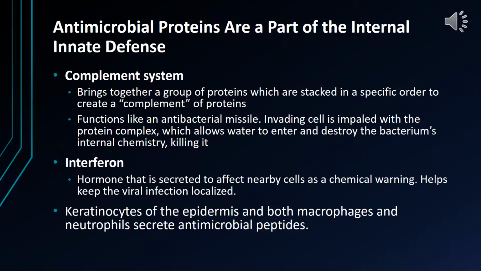Another antimicrobial protein produced by the body is interferon, which is a hormone secreted to affect nearby cells, and it serves as a chemical warning to these cells, and it helps to keep the viral infection localized. Also, the keratinocytes of the epidermis and both macrophages and neutrophils secrete antimicrobial proteins or peptides, and these macrophages and neutrophils are just two different types of leukocytes, and we've covered them earlier.